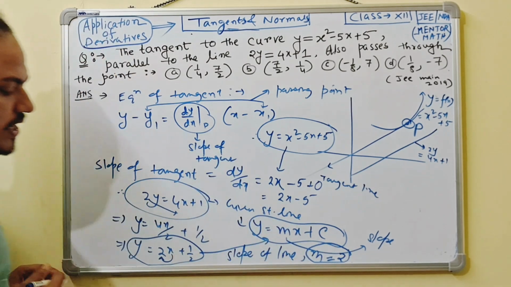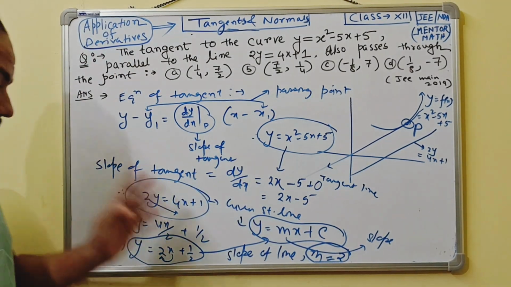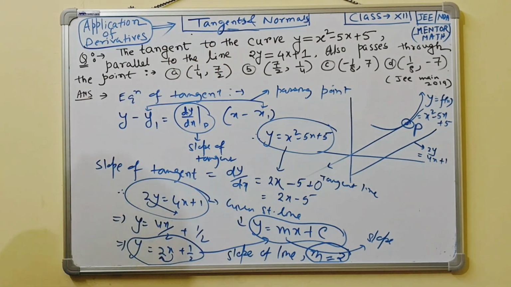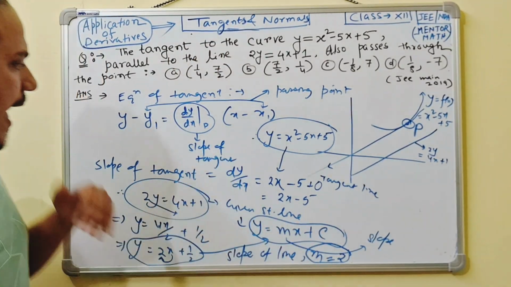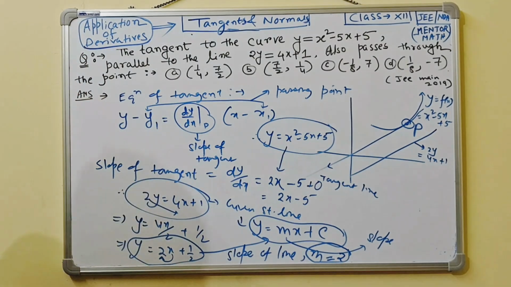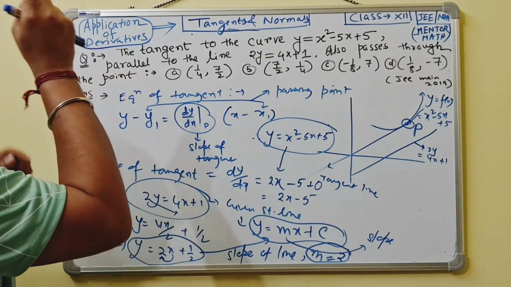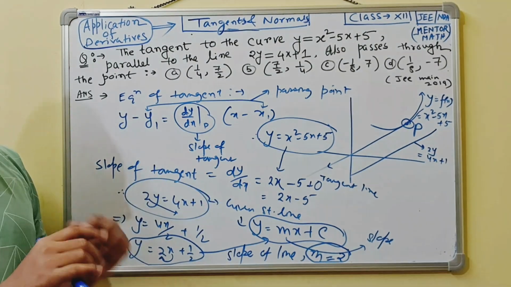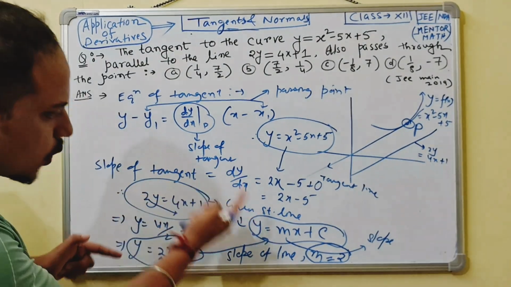Okay, so that is your slope of tangent, slope of the given line. So slope of the given line, 2y is equal to 4x plus 1, is equal to 2, as well as slope of tangent, you got the value 2x minus 5. Now, according to your question, this tangent line and this given line both are parallel to each other. And parallel to each other means their slopes are equal.